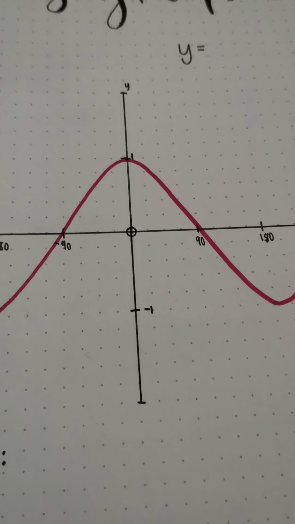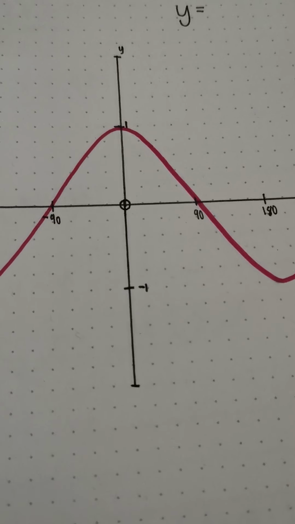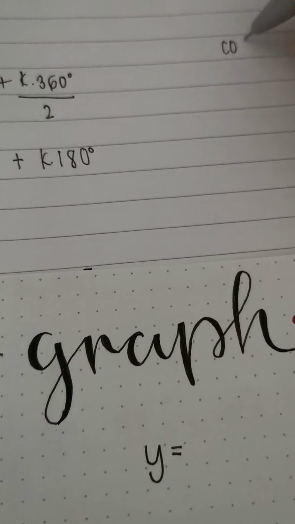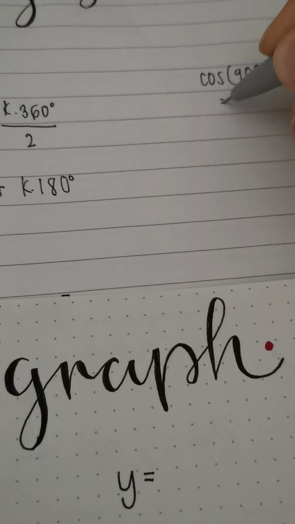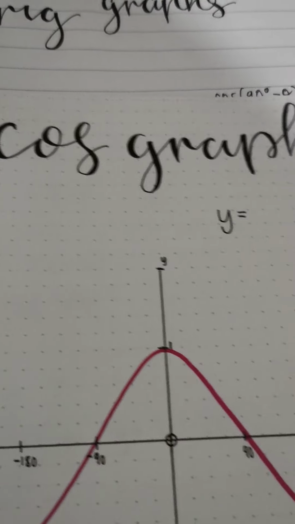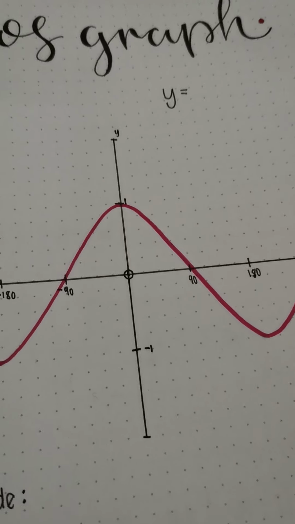I'm just vaguely touching on the point that these two graphs are co-functions. And you guys remember this from when we were doing all the trig reductions. We know that if I have cos of 90 degrees minus theta, for example, this gets reduced to sine of theta. And this is because they are co-functions, right? Okay, let's talk about this cos graph.